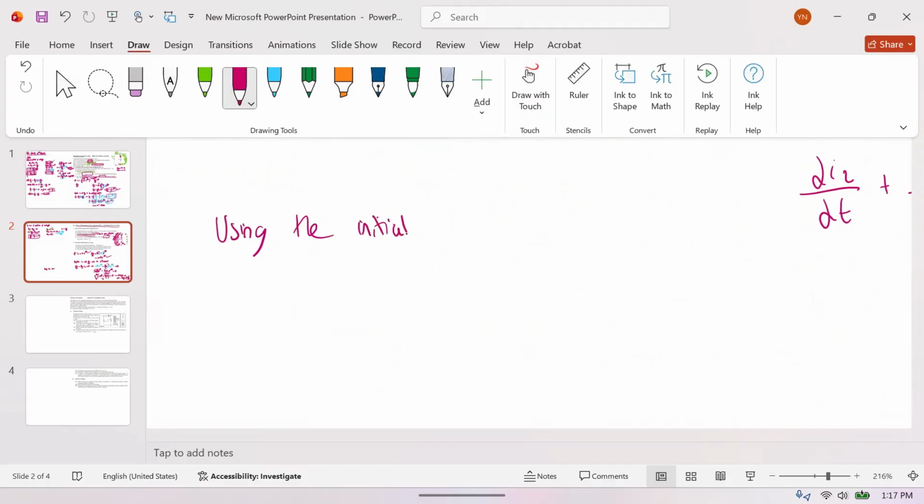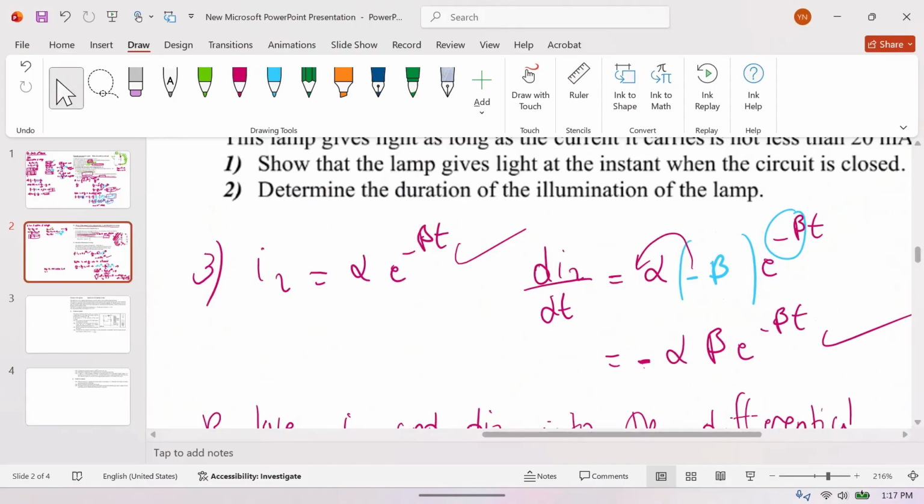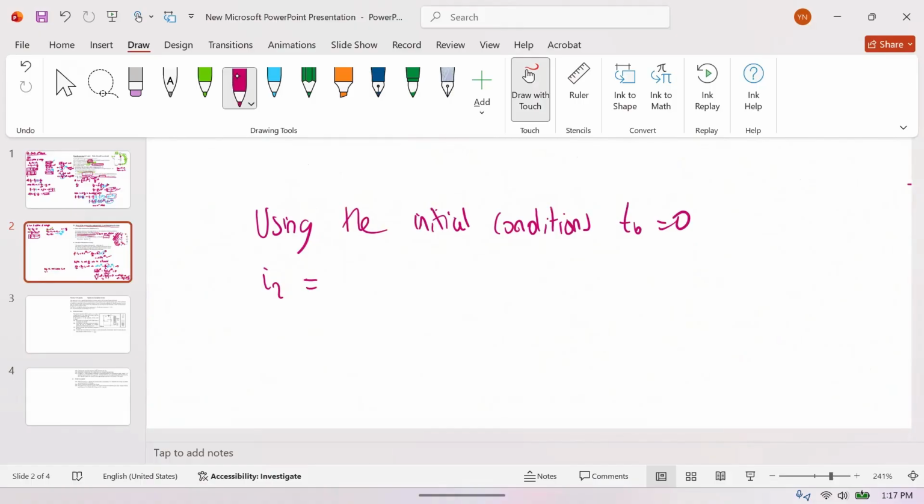When I use the time t0 equals 0, that opens to me a lot of values that I don't know. So using the initial conditions, by initial conditions, I mean when the time was 0. And I rewrite my solution, which is I2 equals alpha E to the minus beta T. My problem is not with beta, I already know beta. It's E to the minus R2 over L T. Now my problem is with alpha, so I'm using the initial conditions.